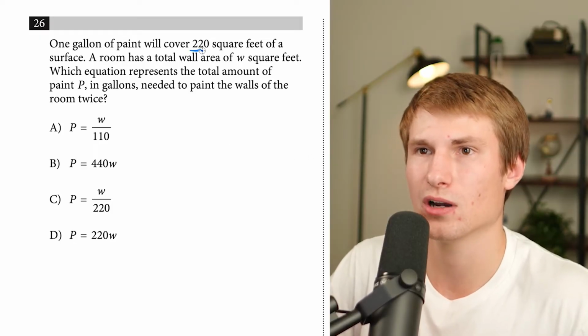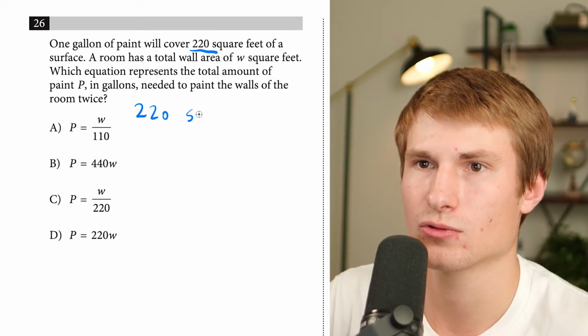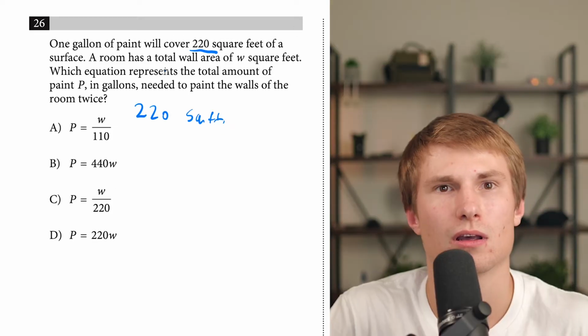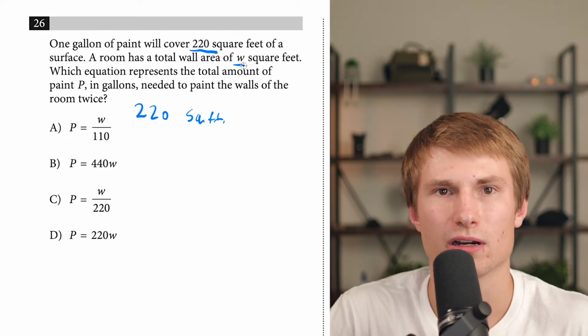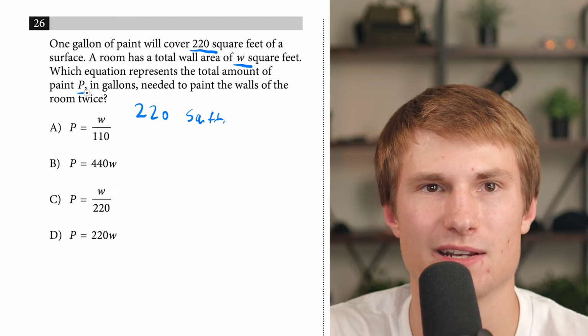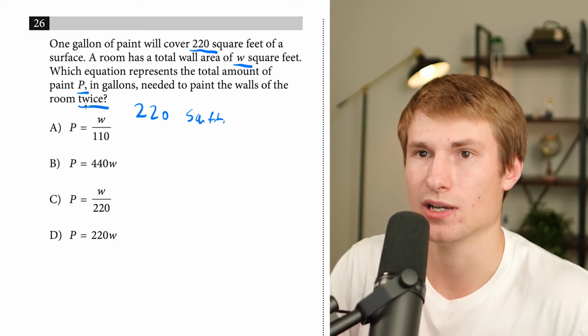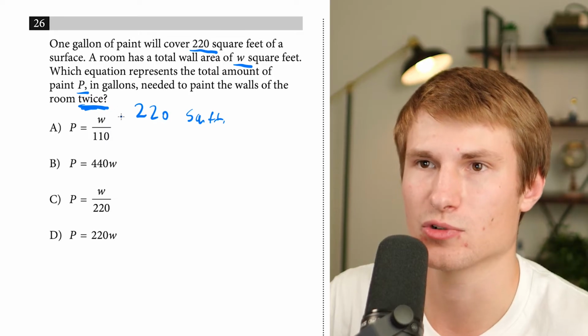1 gallon of paint will cover 220 square feet of a surface. A room has a total wall area of W square feet. Which equation represents the total amount of paint P in gallons needed to paint the walls of the room twice? Okay, so that's a key component here. We have to paint the walls of the room twice.